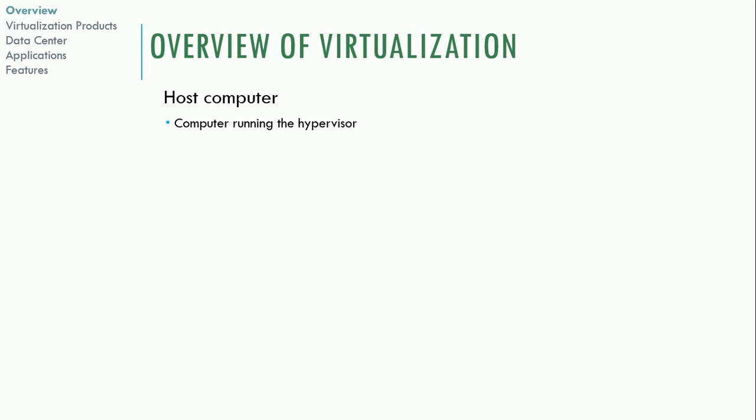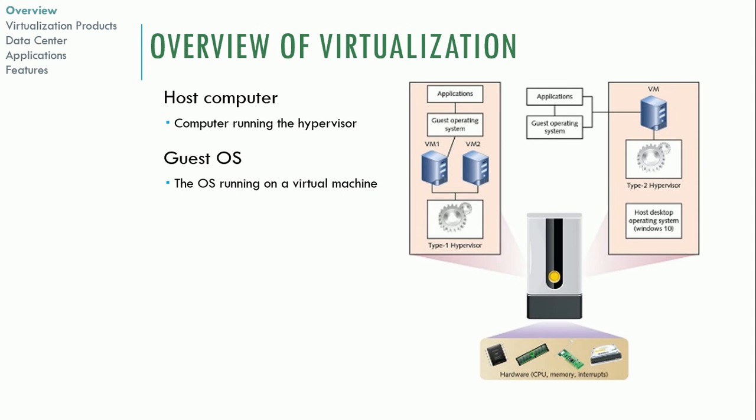So a host computer is the computer that is running the hypervisor, whereas the guest OS is the actual virtual machine. So when you see the term guest OS, we're talking about the VM, and the host computer is the computer that is hosting the hypervisor, or on which the hypervisor is installed.